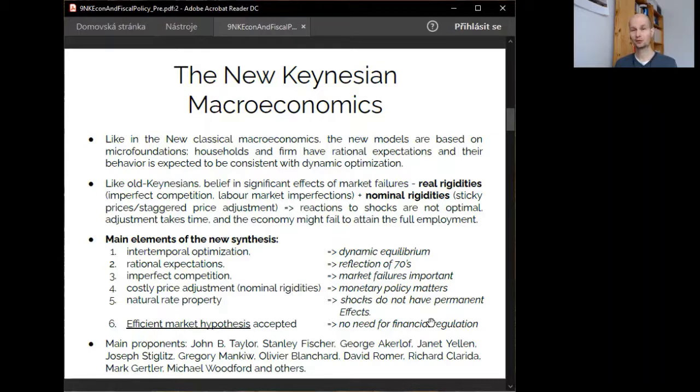This was important because this assumption allowed us to think about the staggered price adjustment, and allowed us to think about prices that do not adjust instantaneously.